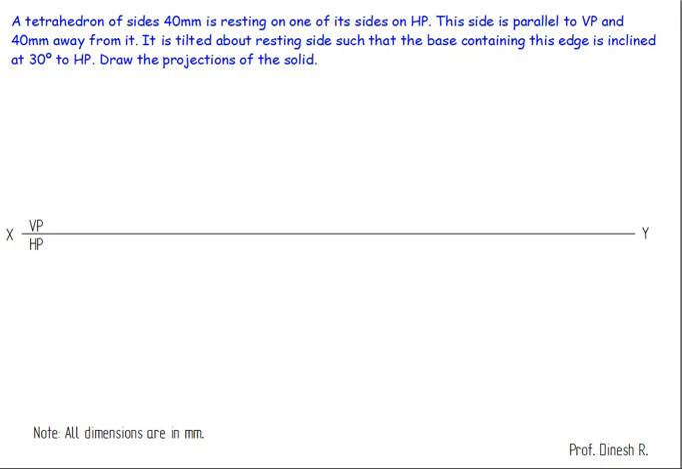Hello students, this is one more tetrahedron problem and it is also very important. The tetrahedron has sides of 40 mm and is resting on one of its sides on HP. We need to make it rest on its sides or edges. In the previous problem we did it resting on corners, so the edge should be on the right side. I'll draw the tetrahedron keeping the edge on the right side.